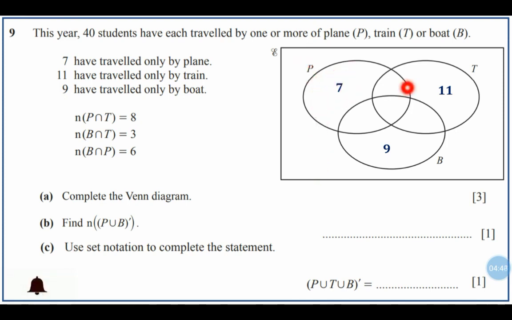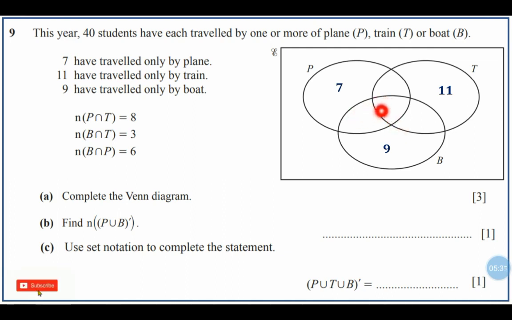Because they only traveled by plane, so only plane. This part is only train. This part is only boat. Next, the intersection between P and T is equivalent to 8, so this portion, including the one in the center. The intersection between B and T, this portion, including the one in the center, is 3. Then the intersection between P and B, this portion, including the center, is 6.